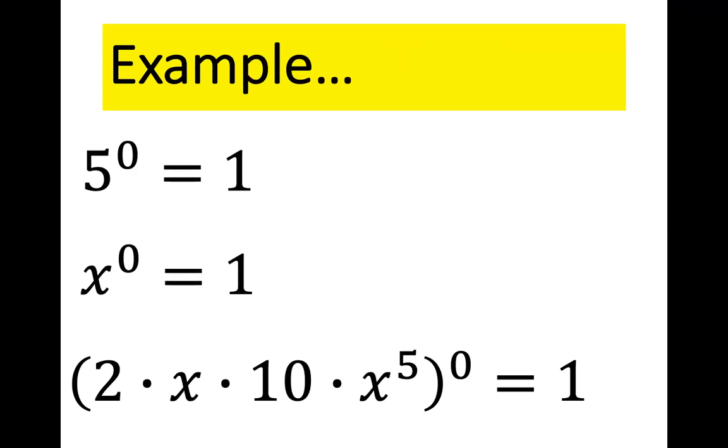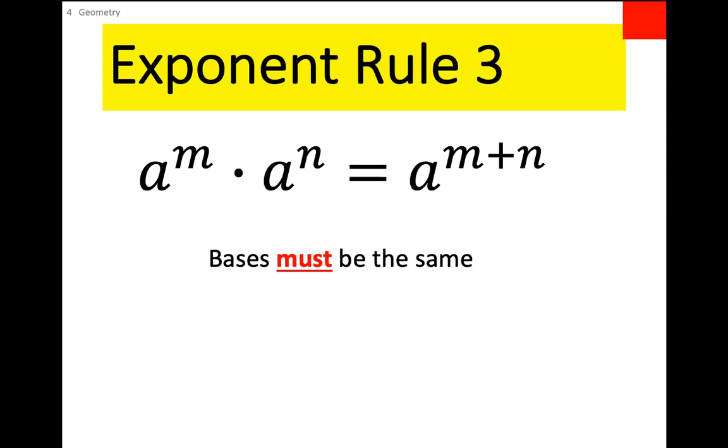Even this big, ugly one, I love to put this one on a test. Why? Because it's got a whole bunch of things that you could do on the inside, but on the outside, there's a power of 0. It's still 1, right? Doesn't matter. Anything to the 0 power with the exception of 0 is 1.